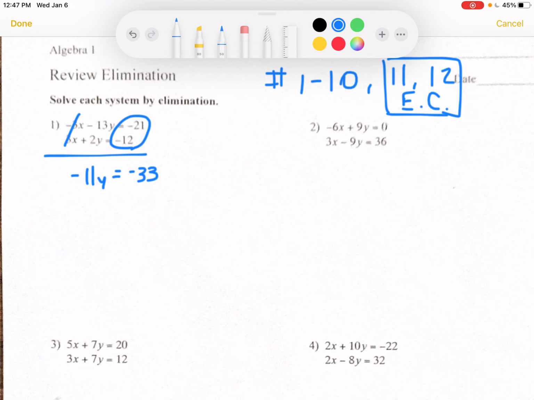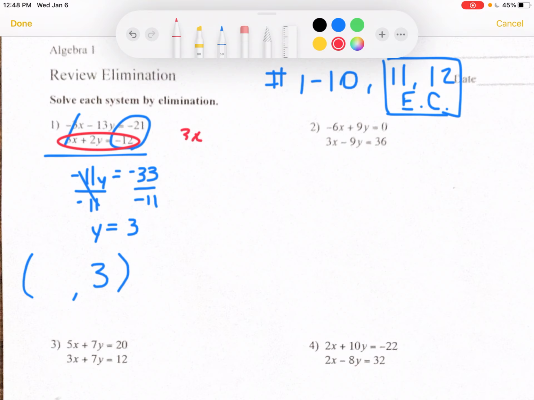So we've gotten rid of our x's, so now we can solve for y quick and easy. Divide by negative 11, y is positive 3. Okay, so our answer is going to be some number for x and then 3 for y. So we need to go back and figure out what x is. Both these equations are fine. I would probably choose the second one. I think it says 3x plus 2y. So instead of y, I'm going to put my 3 that I got here. And then it equals negative 12.